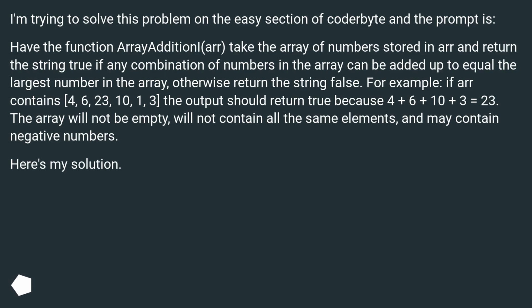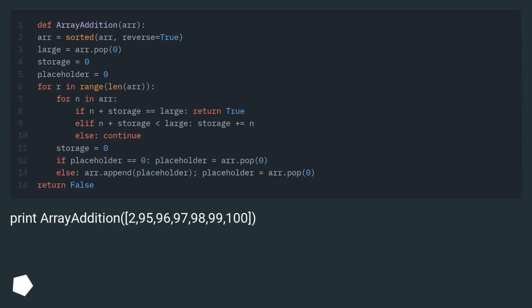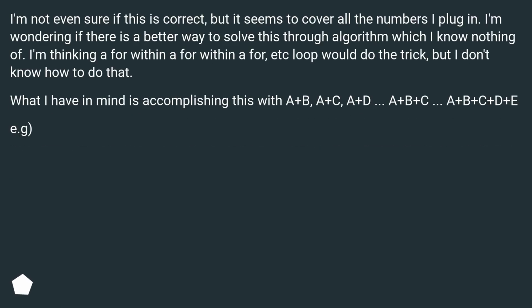Here's my solution. Print ArrayAddition of [29, 596, 979, 899, 100]. I'm not even sure if this is correct, but it seems to cover all the numbers I plug in.